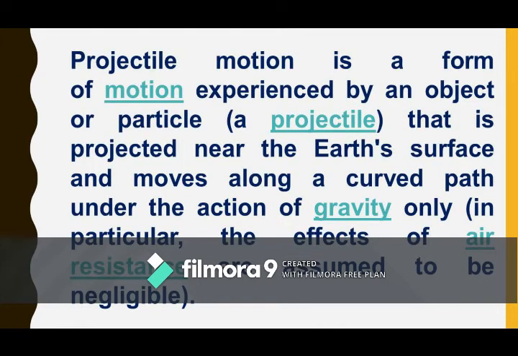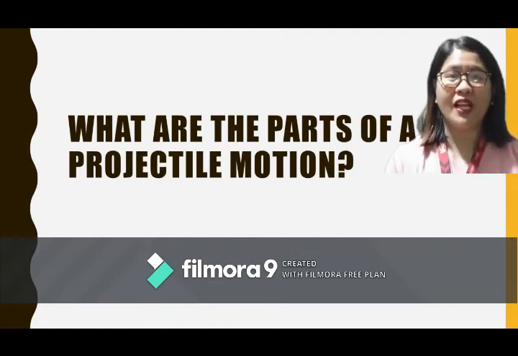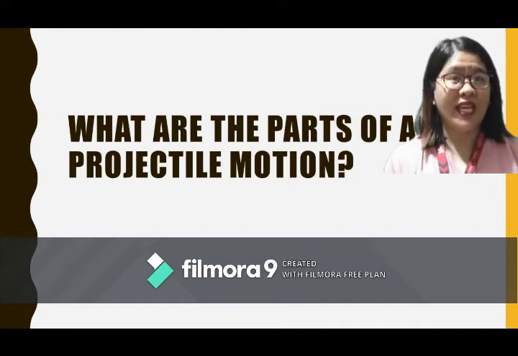Projectile motion is a form of motion experienced by an object or particle, a projectile, that is projected near the Earth's surface and moves along a curved path under the action of gravity only. In particular, the effects of air resistance are assumed to be negligible. Let's take a look at the following graphical presentation of projectile motion.